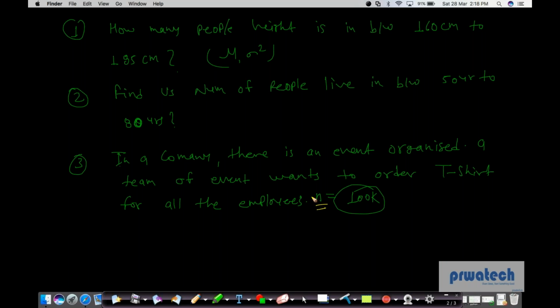Since this may take a lot of time, we'll try to use a sample and find out how many people out of these 100k employees wear small t-shirts, how many wear medium, large, and XL. Now if I get to know this number, then the task of ordering the number of t-shirts for these employees becomes very easy. Again, I can answer this question using normal distribution.